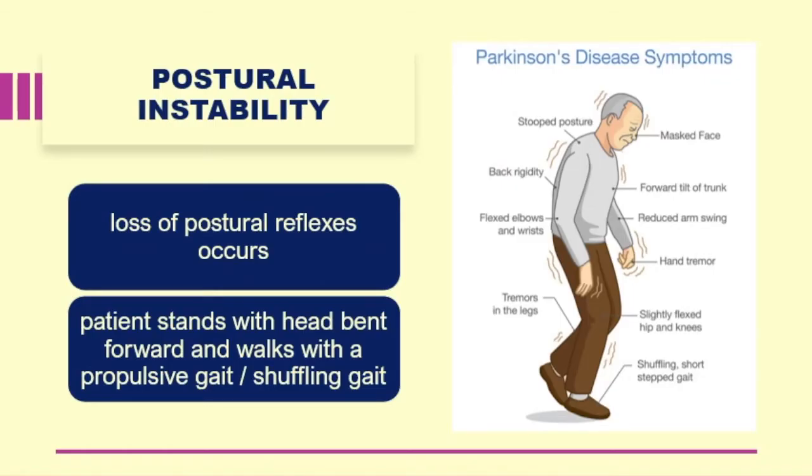Then you have your postural instability. So the tendency of your patient is to have loss of postural reflexes. And then when the patient stands with head bent forward and walks with a propulsive gait or shuffling gait. Class, the purpose of your patient for doing this, that their head is bent forward and then walking with a propulsive gait, is for them to maintain balance because they are having tremors. That's why they're having the postural instability also. Okay, so they are leaning their head forward in such a way that they will decrease the risk of falling.